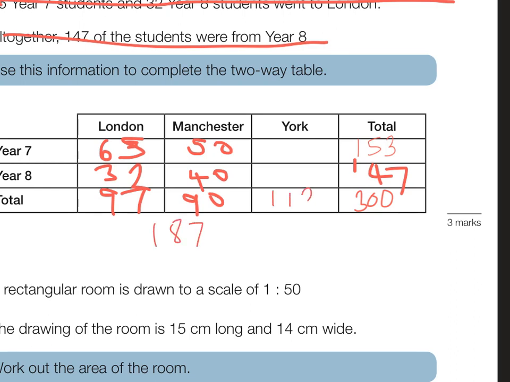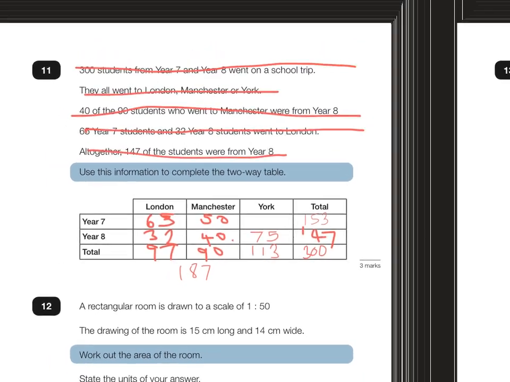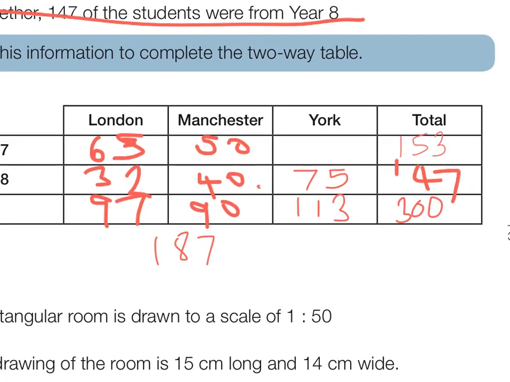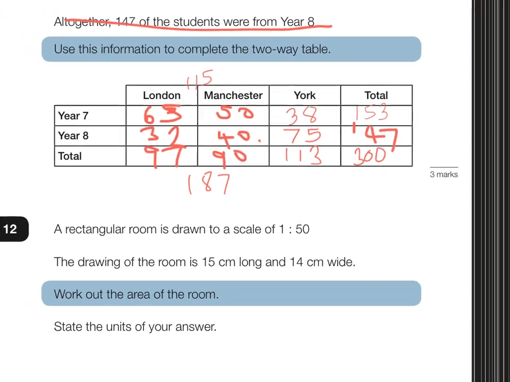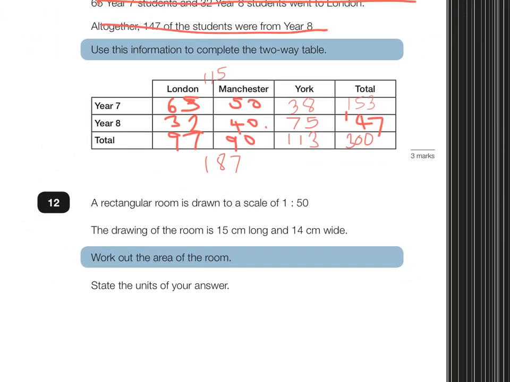So that must be 113. 32 add 40, 72, which is 75. And 65, can't even read my own writing. 65 add 50 is 115. To get to 153 is 38. 38. Okay. And then I can just check that 38 plus 75 makes 113, which it does. Happy days.